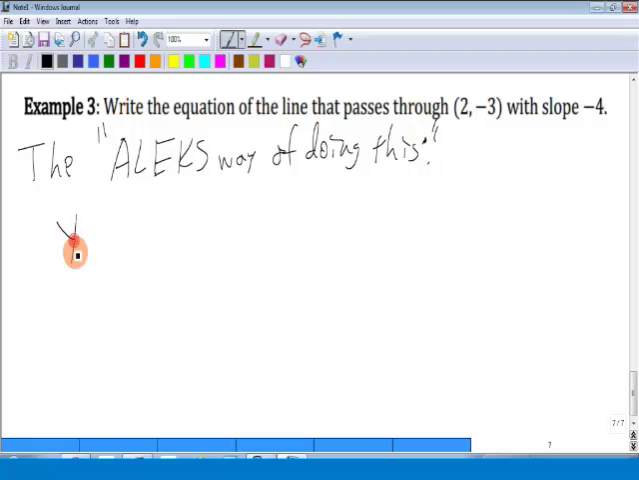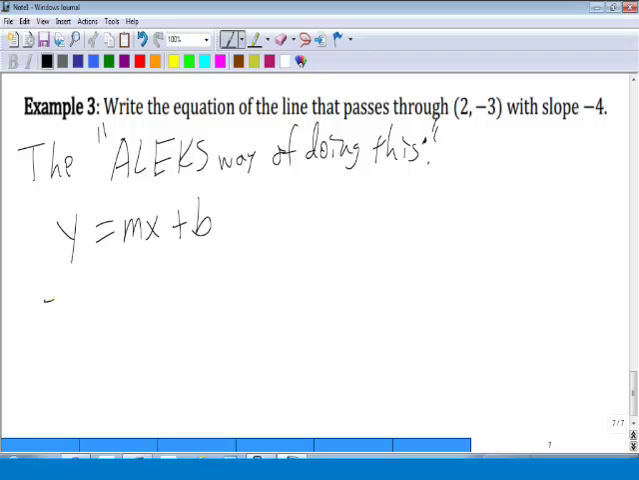We know y equals mx plus b is the equation of a straight line if it has a slope. This tells us the slope, -4. It also tells us a point on the line, 2, -3. So that's 3 out of 4 of the letters of the alphabet that we find in this equation. If we substitute 3 out of 4 of those letters, the only one that's missing is b. We can solve that for b, and it will be the b that goes in our equation.